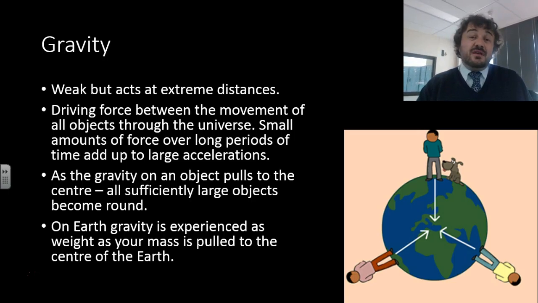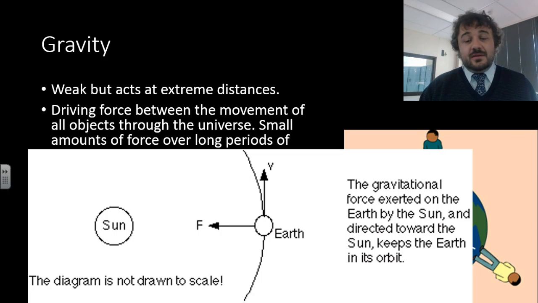And we experience gravity on Earth as weight. So your weight is the amount of force your mass is being pulled to the center of the Earth with.